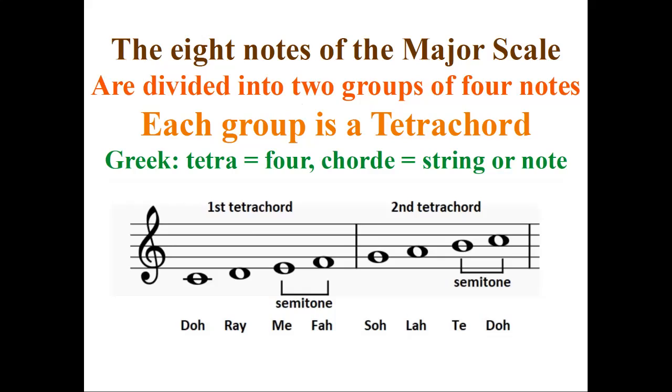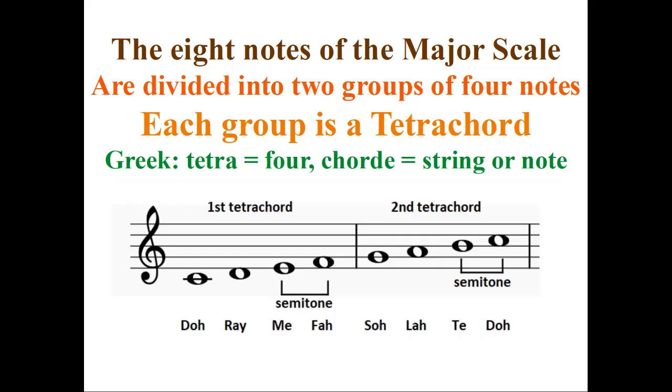So we see that the 8 notes of the major scale are divided into 2 groups of 4 notes, and we call each group a tetrachord. Now, tetrachord comes from the Greek word tetra, which means 4, and chord, which means string or note. So tetrachord really means 4 notes. So it's a group of 4 notes and a group of 4 notes.